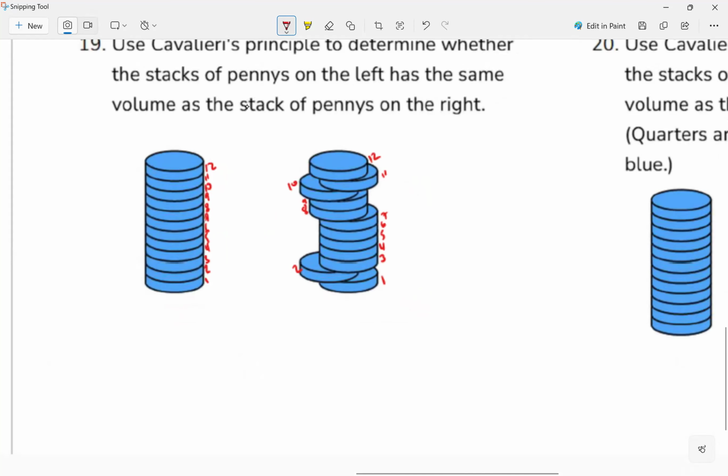One of them is stacked straight, the other one is stacked sideways or a little crooked. But according to Cavalieri, remember it says as long as they have the same height, the bases are the same, the shape is the same, one of them could be straight, the other one could be crooked. They do have the same volume. So my answer in this case will be yes.